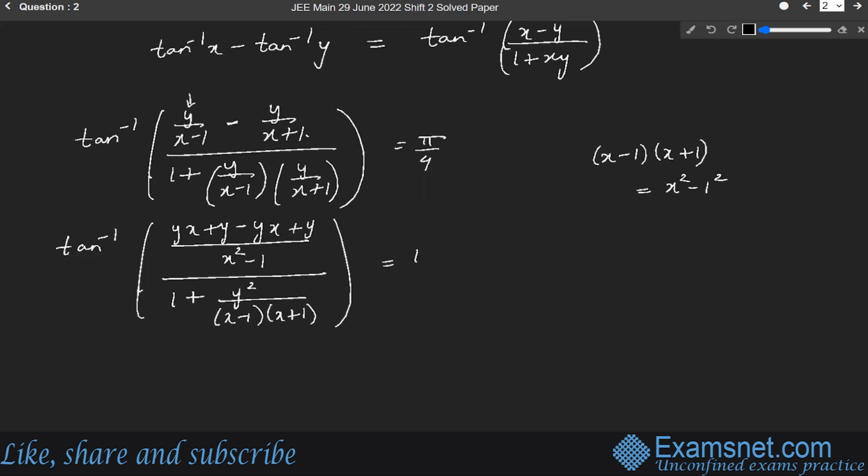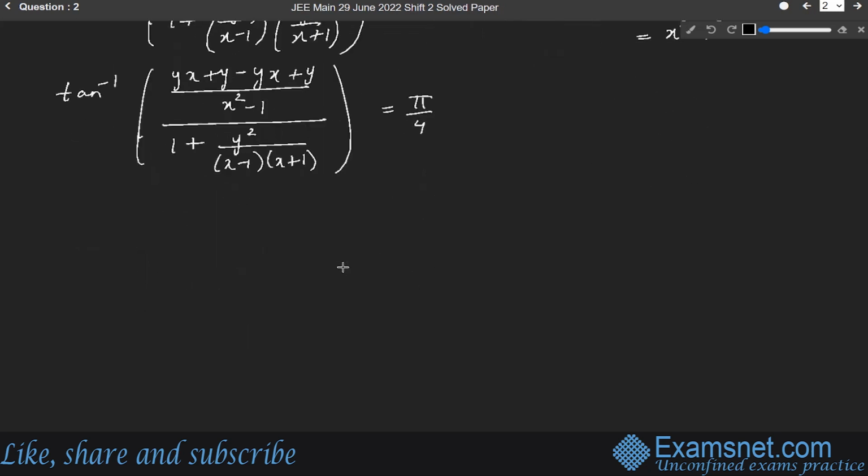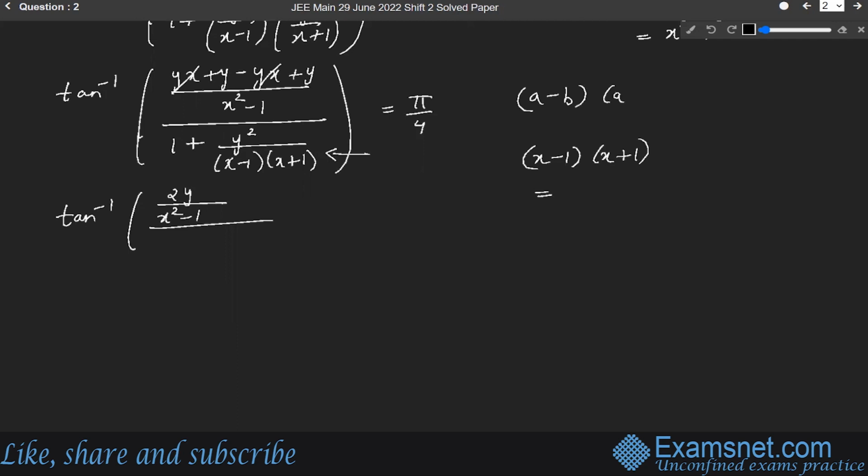All right. So this is equal to pi by 4. Again, simplifying these terms, tan inverse: yx and minus yx will be cancelled. y plus y is 2y divided by x square minus 1, divided by 1 plus y square into 1 divided by x minus 1 into x plus 1. Okay, so here we have to take the LCM. Again, the LCM will be x minus 1 into x plus 1, which is in the form of a minus b and a plus b. And we know that a minus b and a plus b is equal to a square minus b square. Okay, so it will be x square minus 1 square. So the LCM will be x square minus 1.